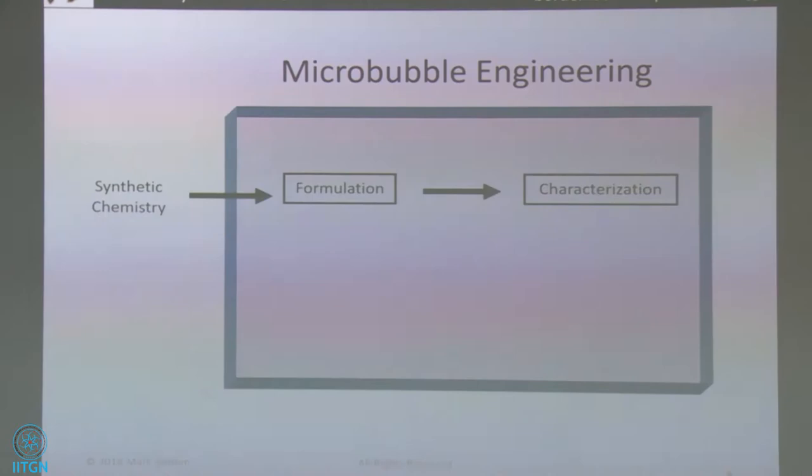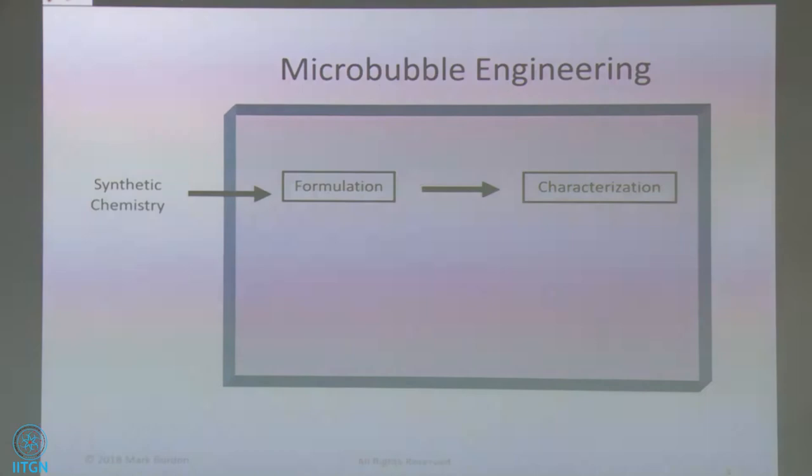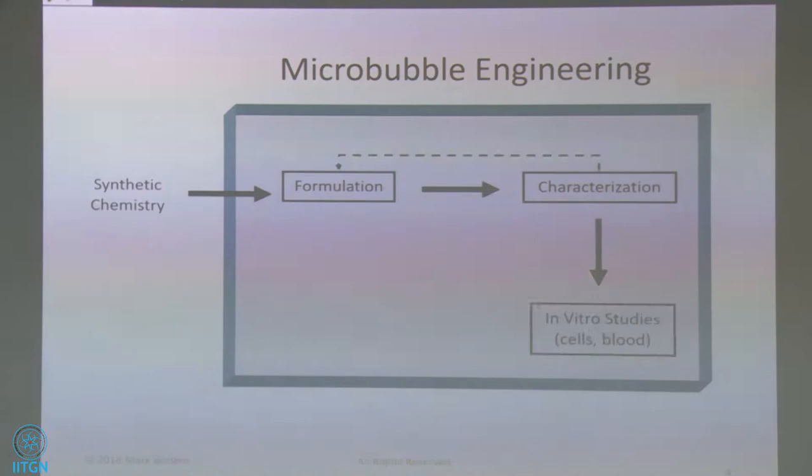and then we must characterize the formulation. So characterize it by concentration, size distribution, stability, and so forth. At characterization, there's usually a feedback into the formulation, right? Bubble concentration isn't stable, the size distribution is too widely dispersed, it needs to be shifted, etc. So there's always a feedback loop to formulation.